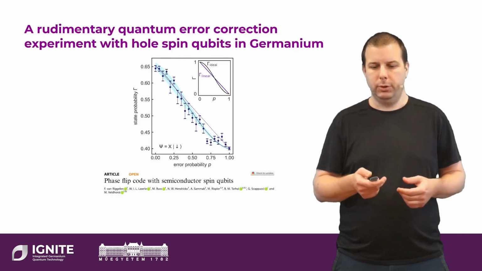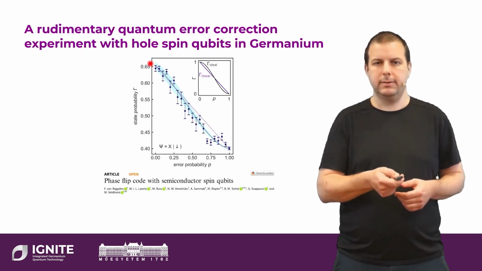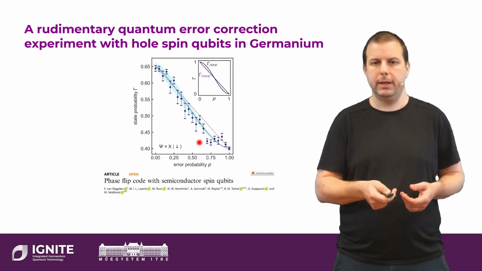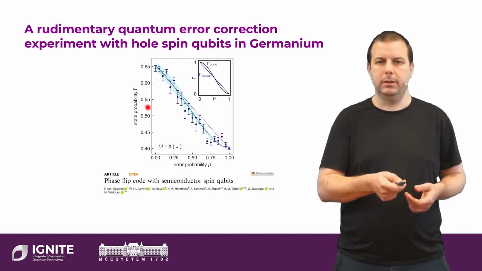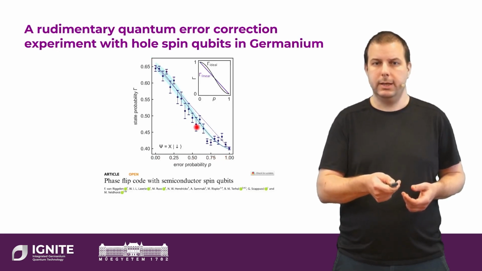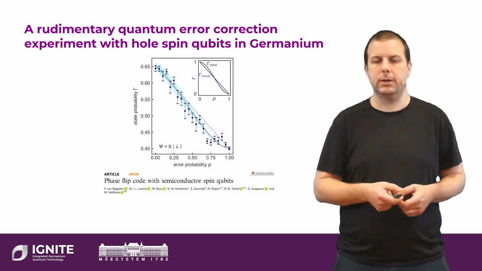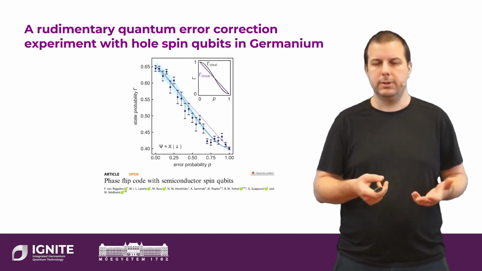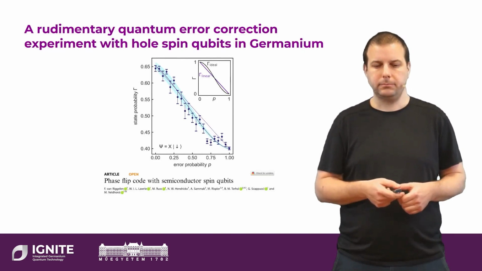And the main point I want to make here is that this is a systematic, reasonable dependence of the state probability gamma on the error probability p. As the error probability p grows, the state probability gamma goes down, meaning that the efficiency of this error correction scheme is going down, which is of course in line with what you predict from the theory side.